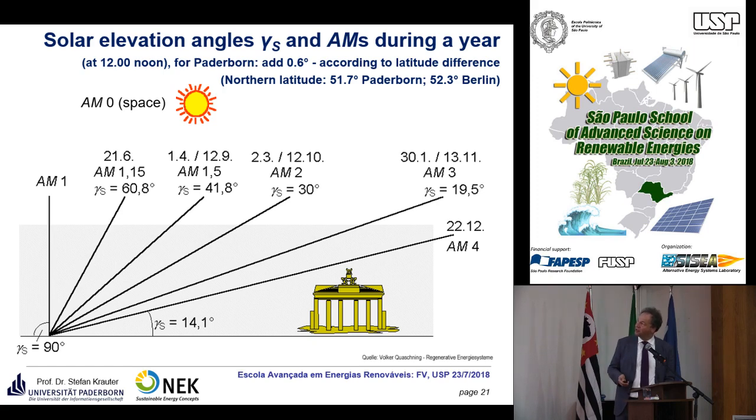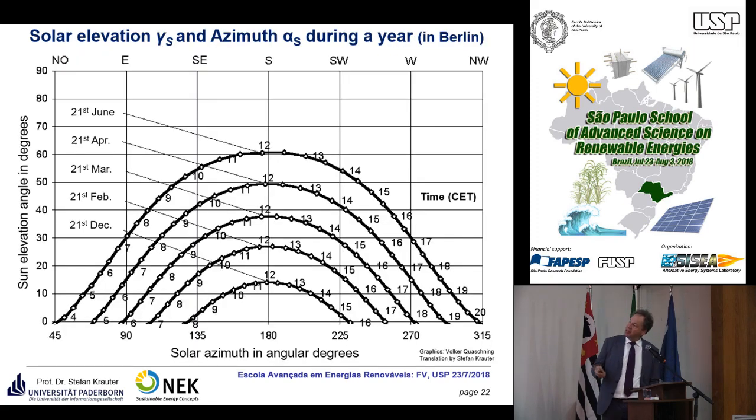Unfortunately, I don't have a slide for that. This is just the solar azimuth angle for different times of the year. So here we are now in this state. The sun already goes up at 4 o'clock in the morning these days in Berlin, and only goes down at 20, we even have daylight saving time, so it goes down at 9 o'clock.